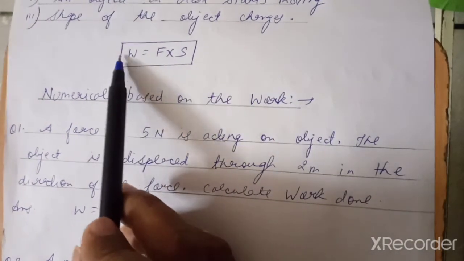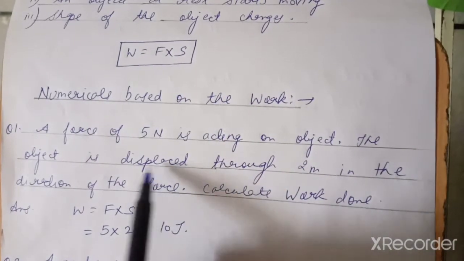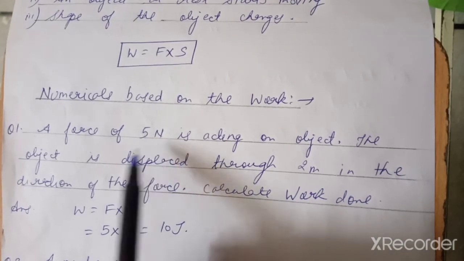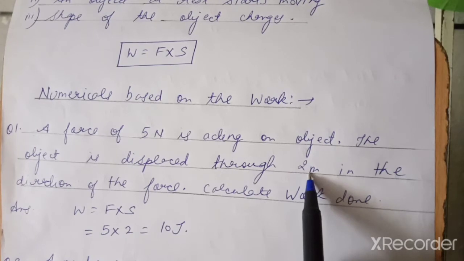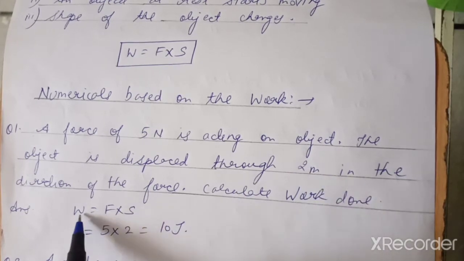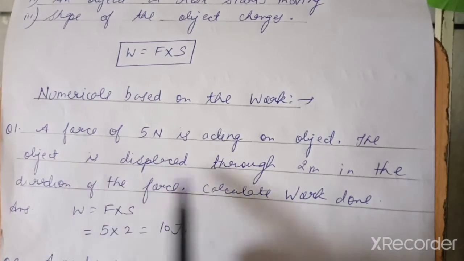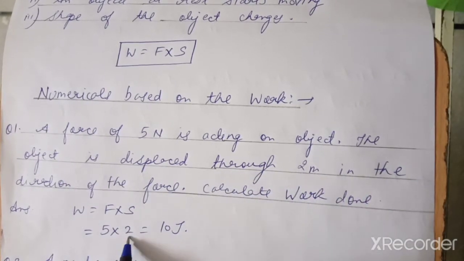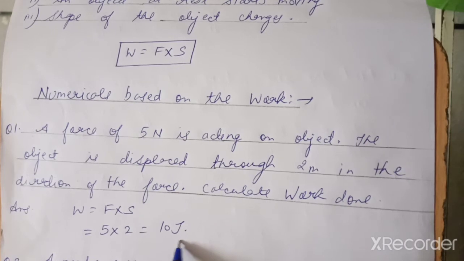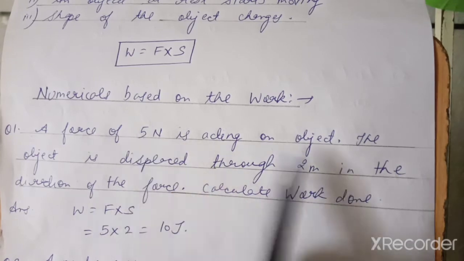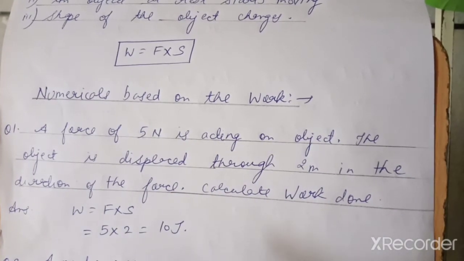As we know, the formula of W is F into S. How much force is applied? 5 Newton. And due to the application of this 5 Newton, how much displacement is produced? 2 meter. So when you write W equal to F into S, F is given as 5 Newton, so you write 5 here, and the object is displaced through 2 meter, so you write 2 here. 5 into 2 gives 10 joule. Because the unit of work is joule, we write joule. So the work done is 10 joule. You just have to see what the force and the displacement are.